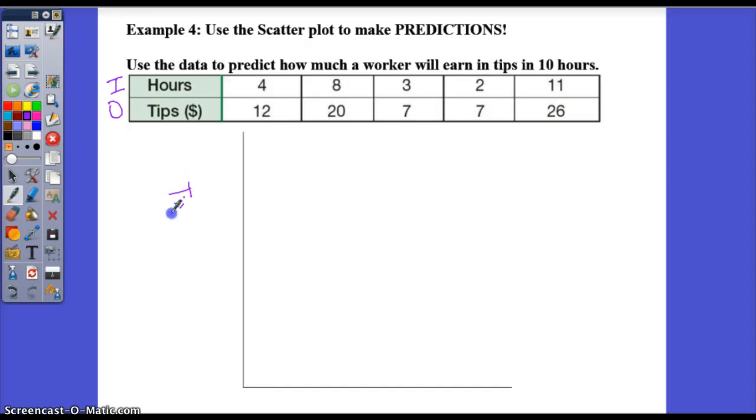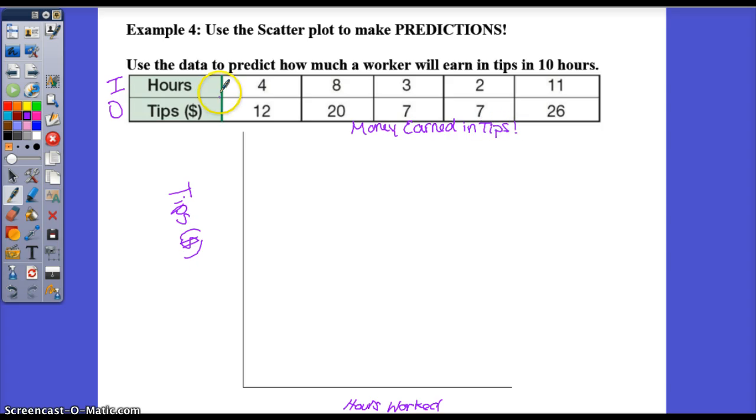This is my tips. Make sure you put that it's in dollars because we live here in America. And this is the hours. We can even put hours worked. And a good title of this might be, let's think here. Use the data to predict how much a worker will earn in tips. How about money earned in tips?